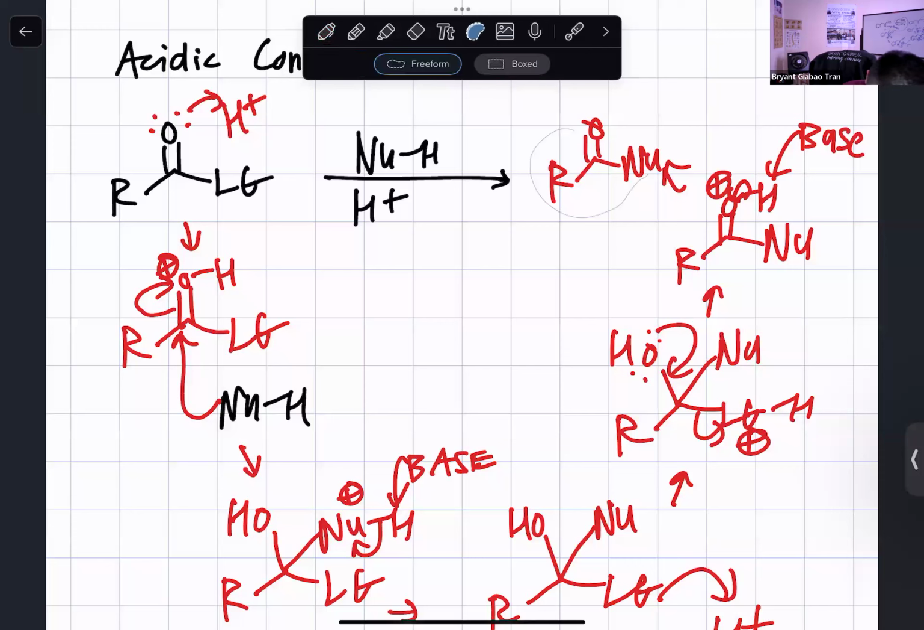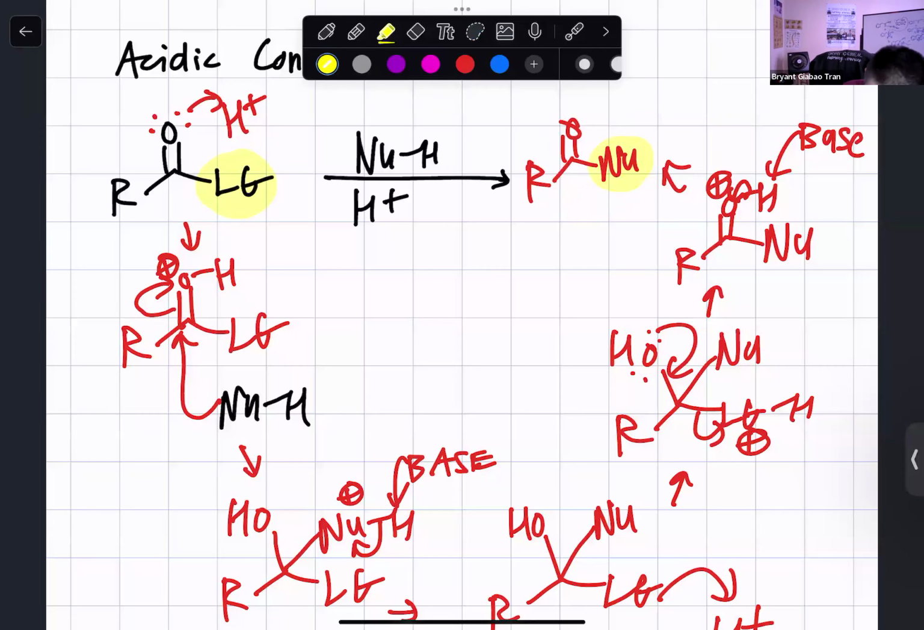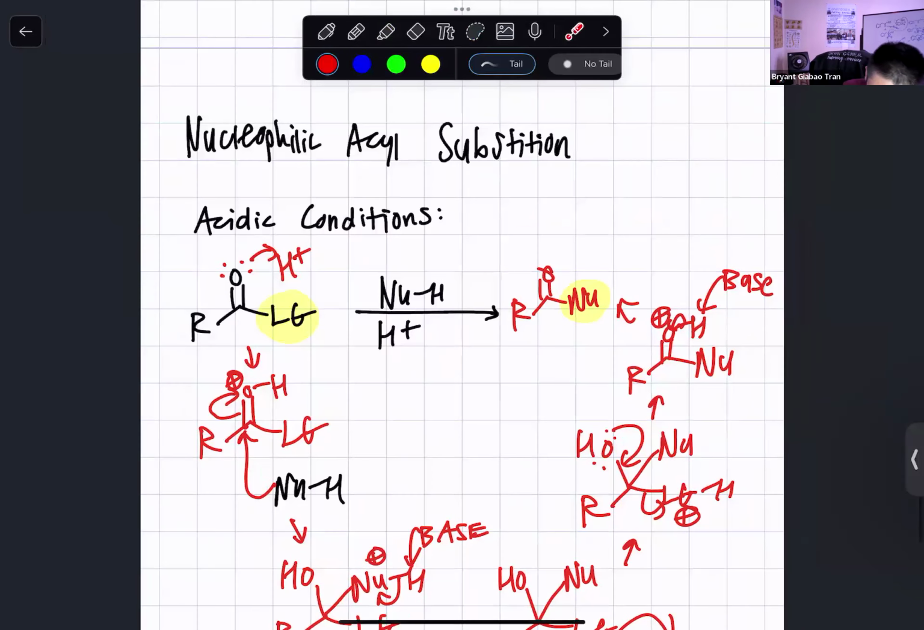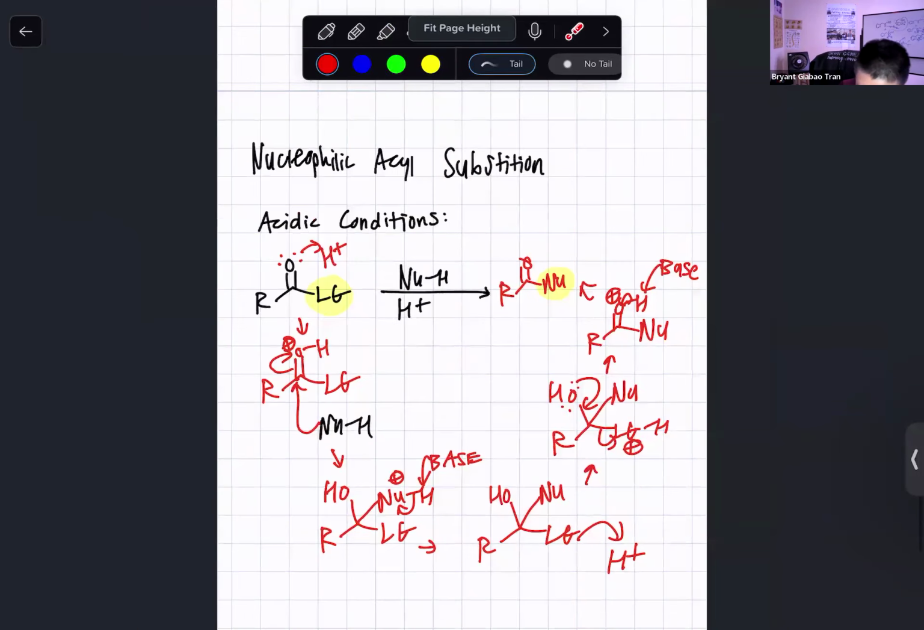Right? Where we see that we substituted this leaving group with that nucleophile right there, which is why it's called a nucleophilic acyl substitution, right? We're substituting the leaving group with the nucleophile that's attached to the acyl group, the carbonyl group. So this is the mechanism in acidic conditions.